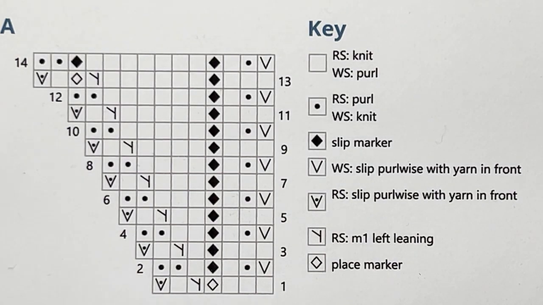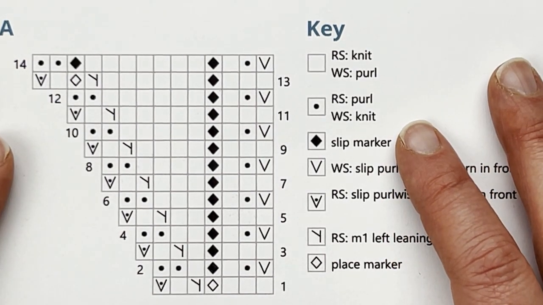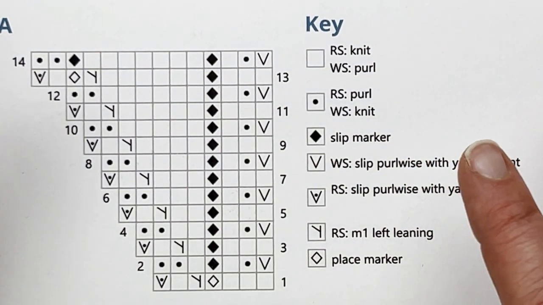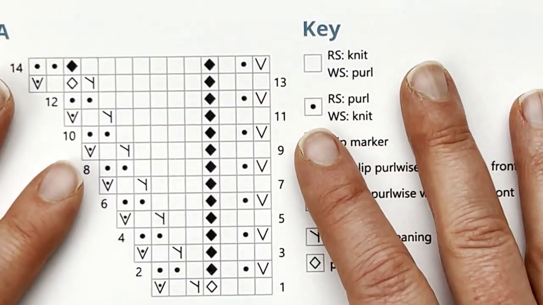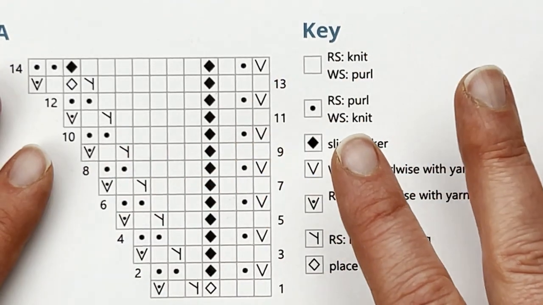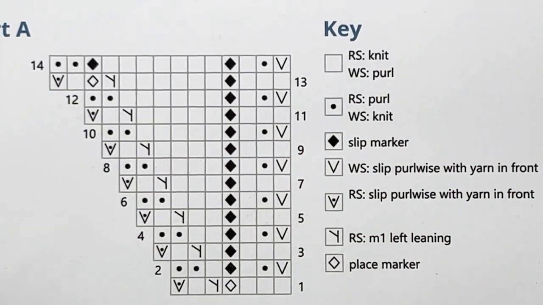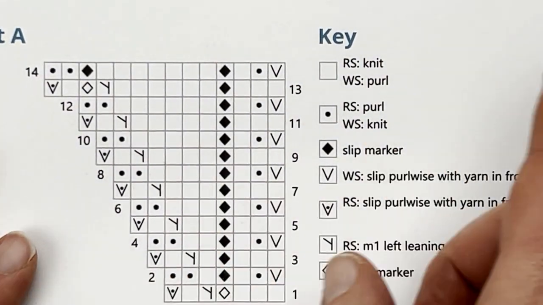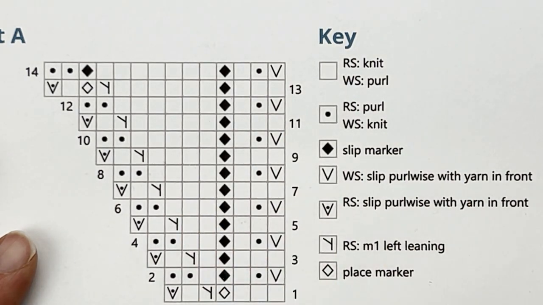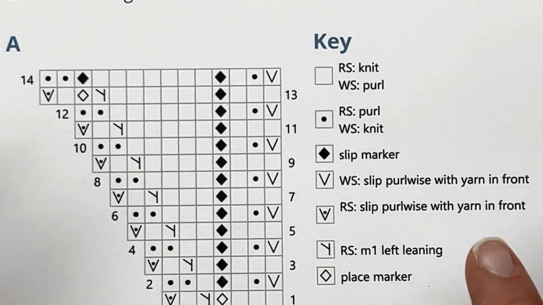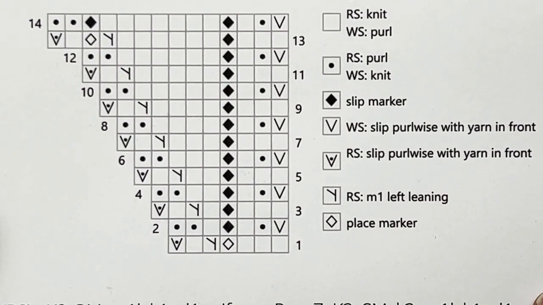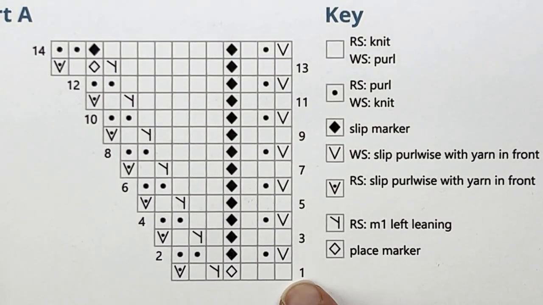Let's learn how to knit from a knitting chart when knitting a flat pattern. Now, knitting in the round is a little bit different, but today I'm going to just teach you how to knit when you're knitting flat, or back and forth. So the first thing you need to know is that charts are read from the bottom to the top.